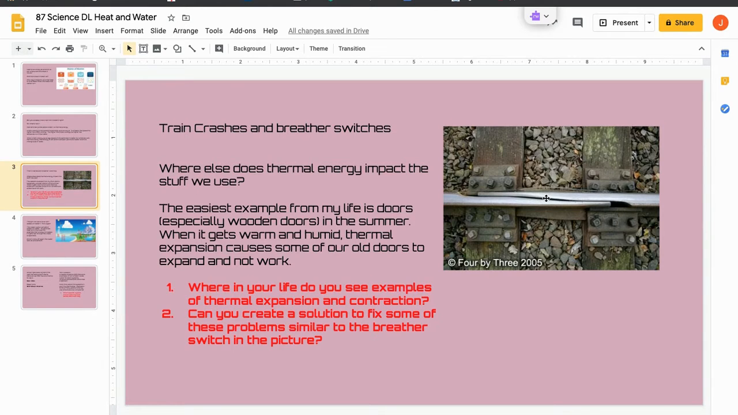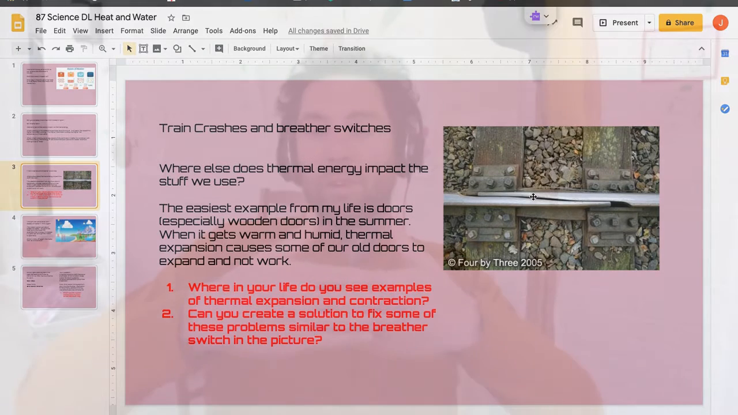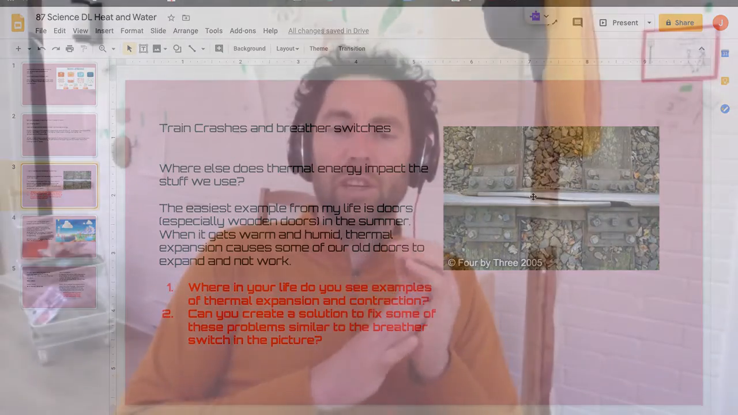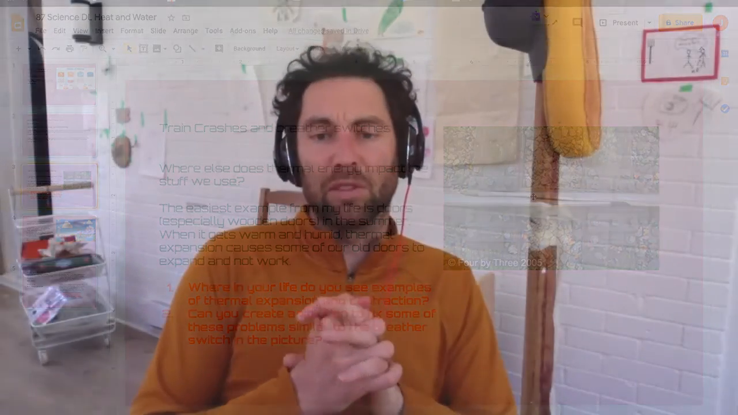That's a problem when you have something as precise as a train track, because if the thermal energy were to increase and the rails were to expand, it could derail the train. So they make a breather switch to give the track some space for the thermal expansion to happen. The question for you, grade 7s, is where in your life do you see examples of thermal expansion and contraction, which is getting smaller, and can you create a solution to fix some of these problems?